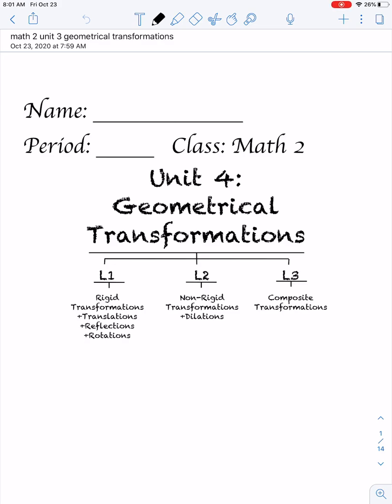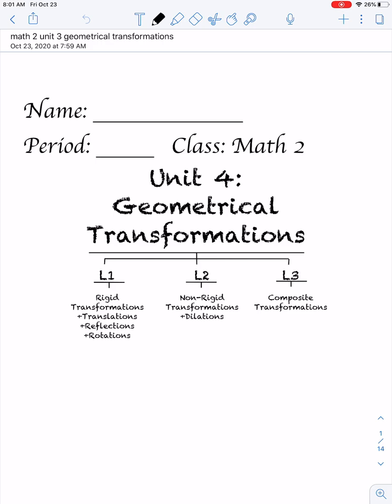Now we're going to get into geometrical transformations. I think this is one of the more fun units. If you're a visual learner, kind of hands-on, you should be okay in this unit. The first lesson is going to cover the different types of rigid transformations, so translations, reflections, and rotations.